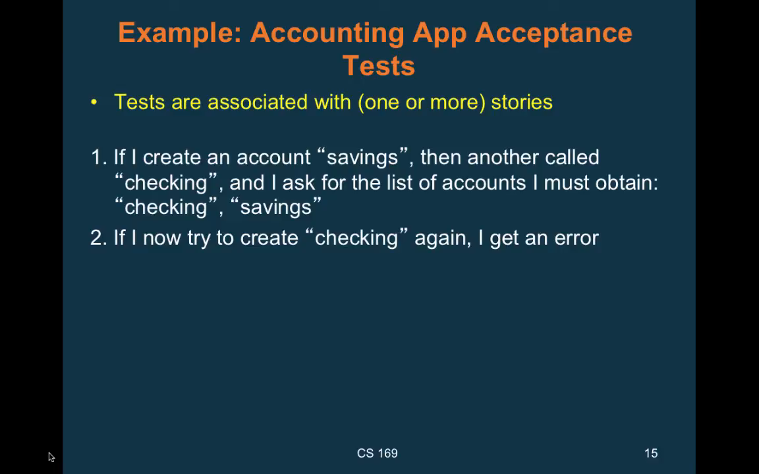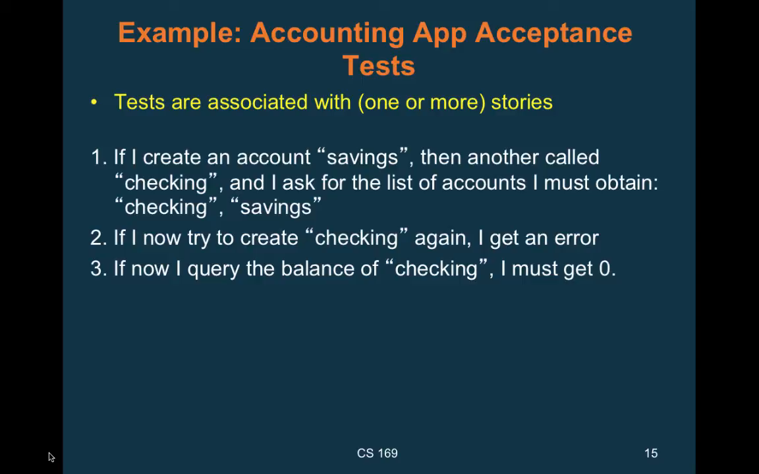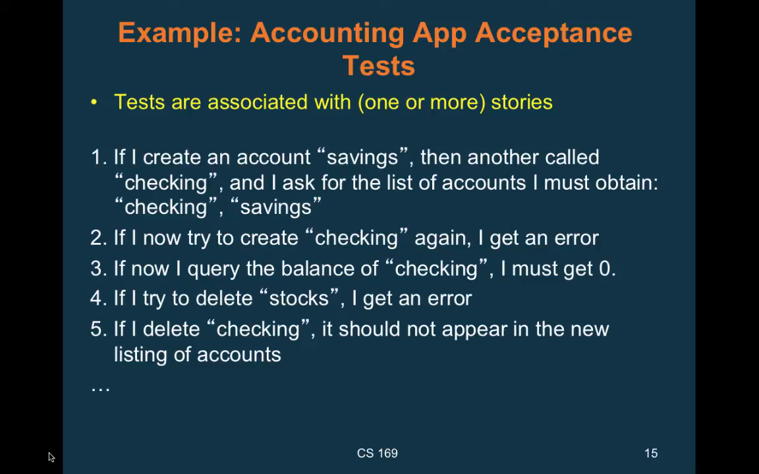And then you go on, you say, if I now try to create checking again, I get an error. If I query the balance of checking, I must get zero. So now you're tying this scenario with the list account balance. And implicitly, you see from here, you're going to be able to go back and refine the story for creating the account and say, well, I must have created the account with the balance at zero. And if I try to delete this account stocks, which I haven't created yet, I get an error. And if I delete checking, then if I run another list of accounts, it doesn't appear in the list of accounts. So the list of accounts should be savings.